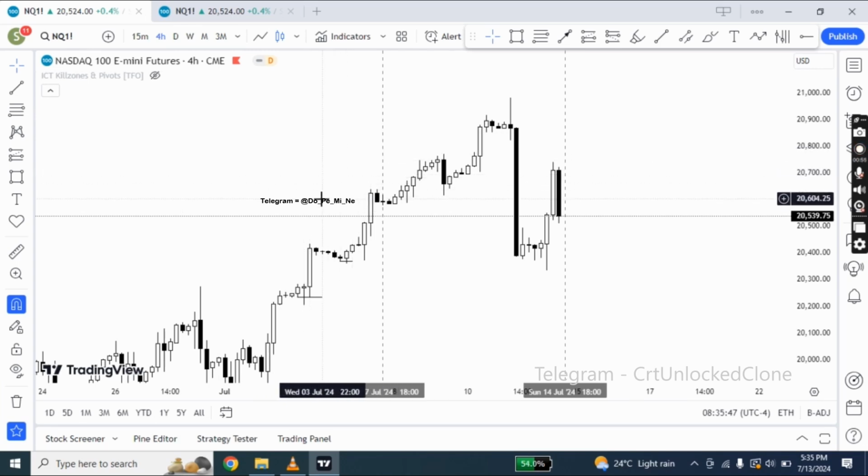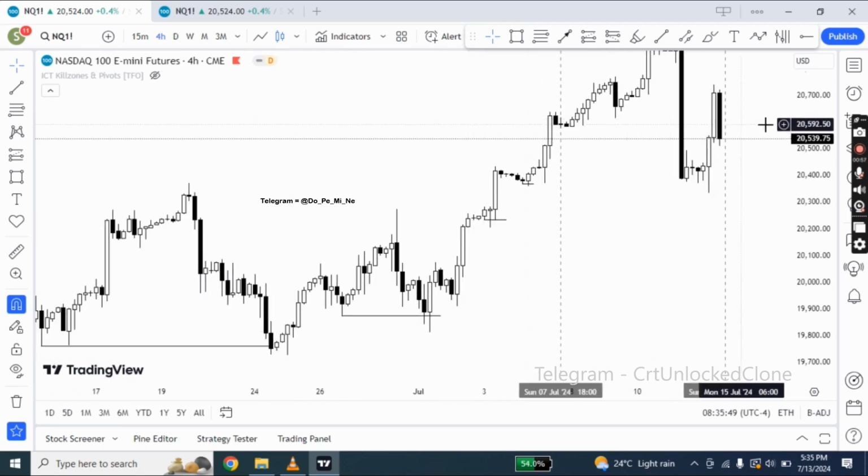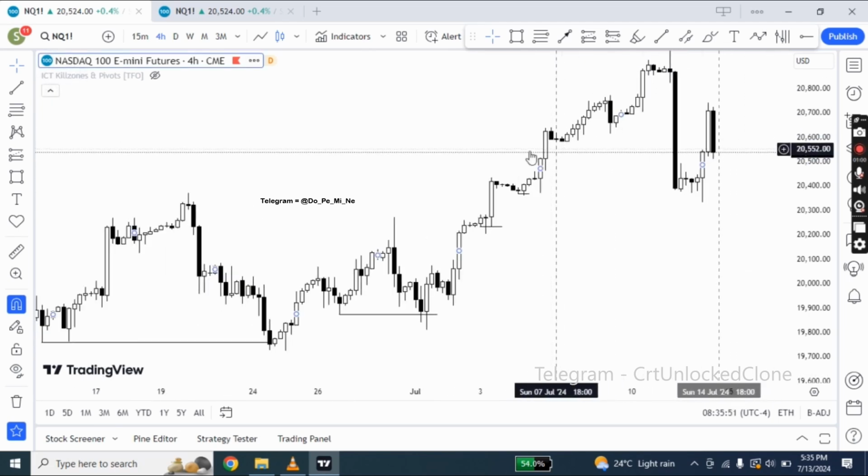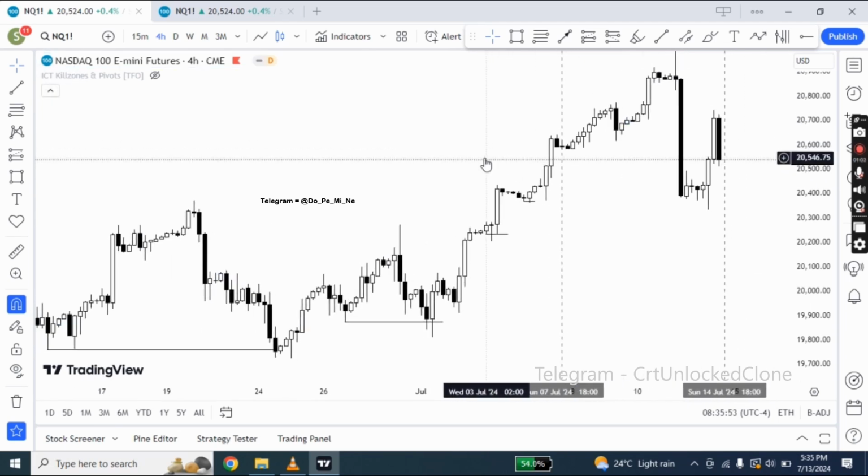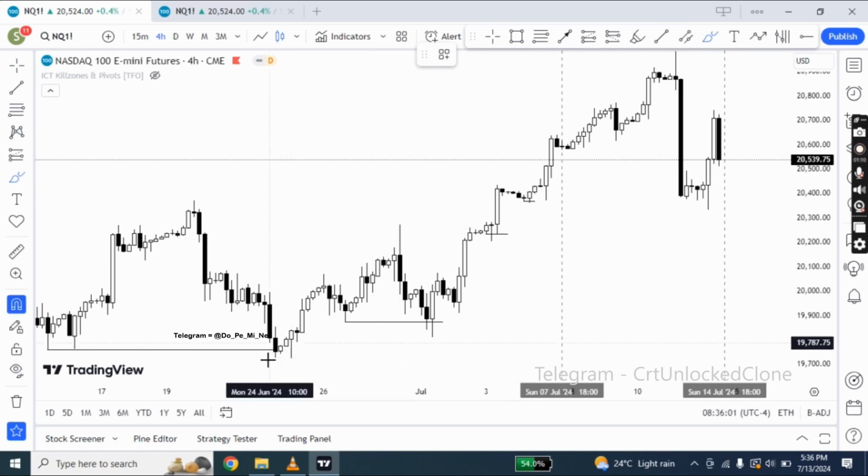So let's start with the breakdown. For NQ, the 4 hour candles are 1 hour ahead, right? So you'd be using the 2 Eastern time, 6 Eastern time, and the 10 Eastern time for your 4 hour candles, right?